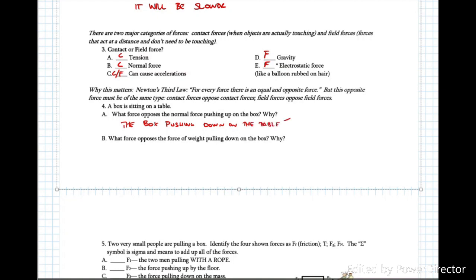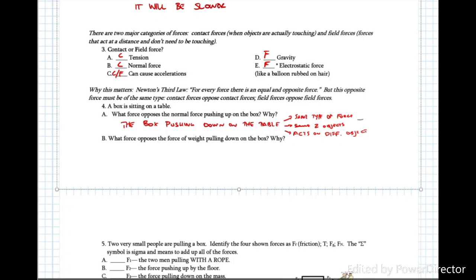Okay? The same two objects, box and the table. Same type of force. Pushing normal force. Same two objects, same type of force. And one force acts on the box, the other force acts on the table. Acts on different objects.